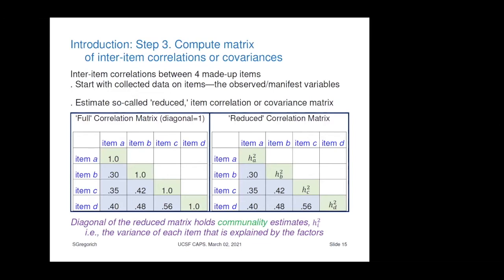So before, when I was talking about what's a common factor model, well, the common factor model is only interested in working with the item variance that's shared, at least with some other item. And any variance that's unique to any item is not considered. And so that's what this reduced correlation matrix is all about.